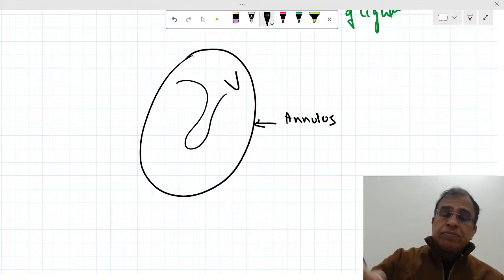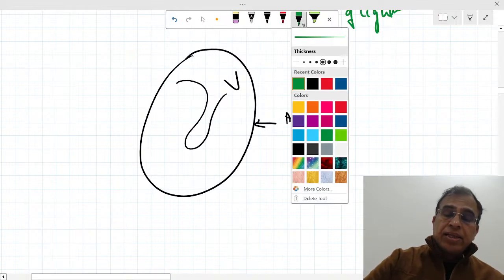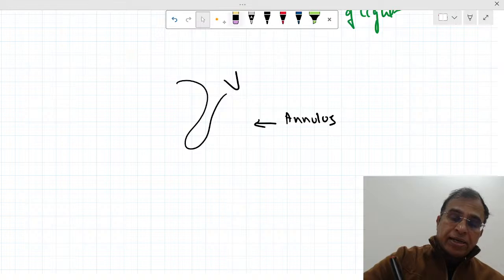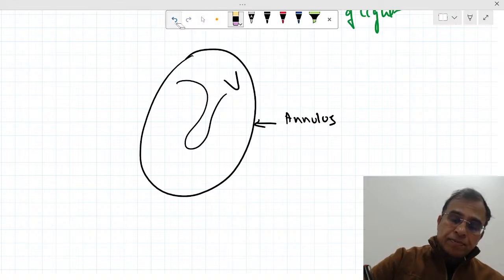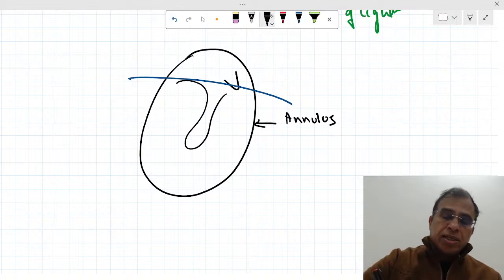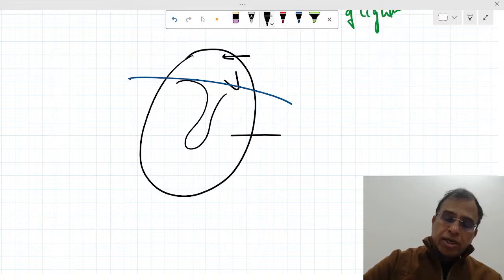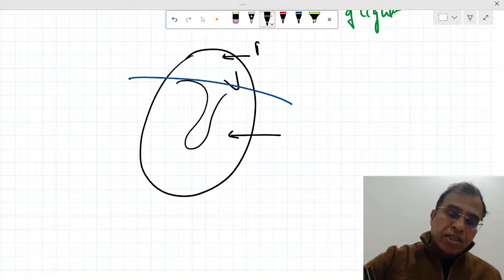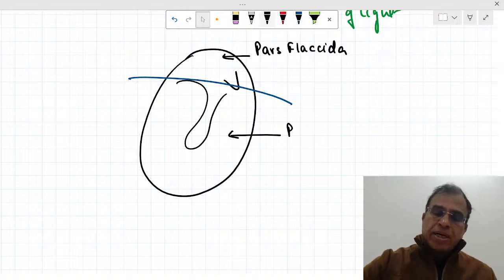Now if I divide this membrane into 2 parts at the level of the lateral process, so this is the lateral process, isn't it? So if I draw a line at the level of the lateral process like this, then the tympanic membrane gets divided into 2 parts, this upper smaller part and this lower larger part. And these parts have name. Upper smaller part is called pars flaccida, and the lower part is called pars tensa.